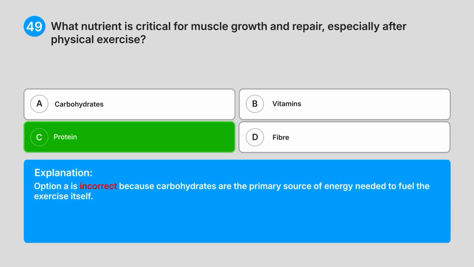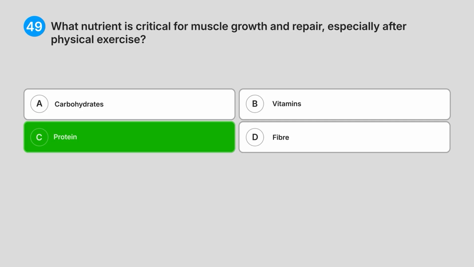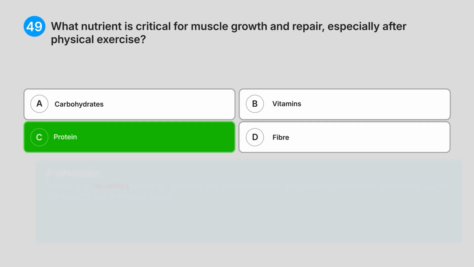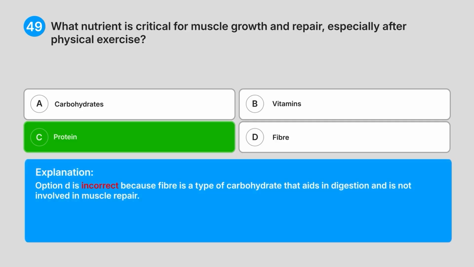Option A is incorrect because carbohydrates are the primary source of energy needed to fuel the exercise itself. Option B is incorrect because vitamins are micronutrients that support metabolic processes but do not directly build muscle tissue. Option D is incorrect because fibre is a type of carbohydrate that aids in digestion and is not involved in muscle repair.